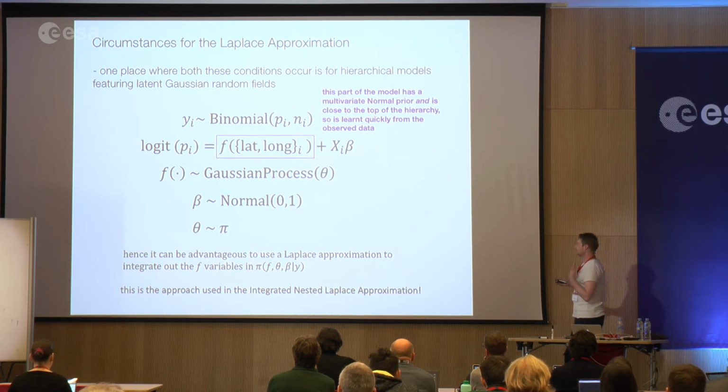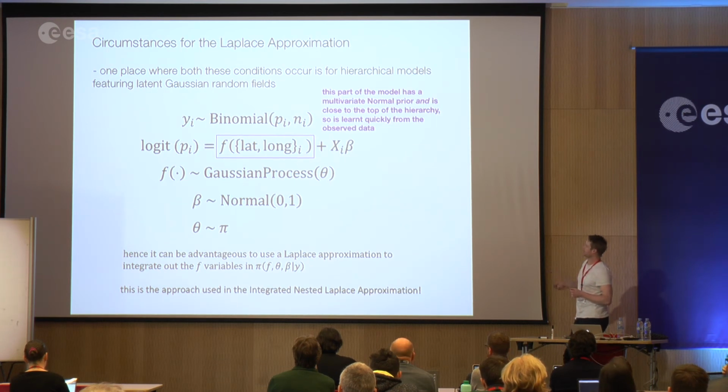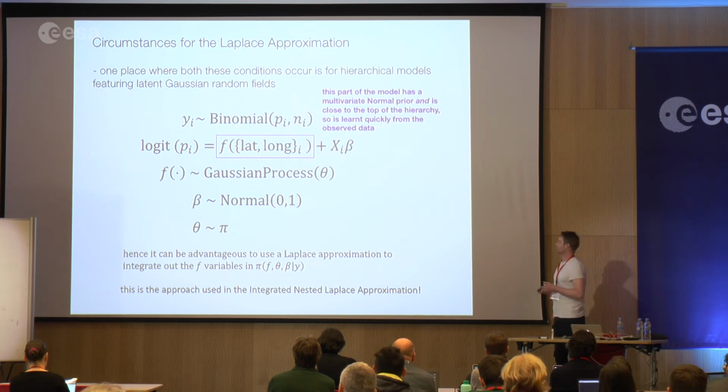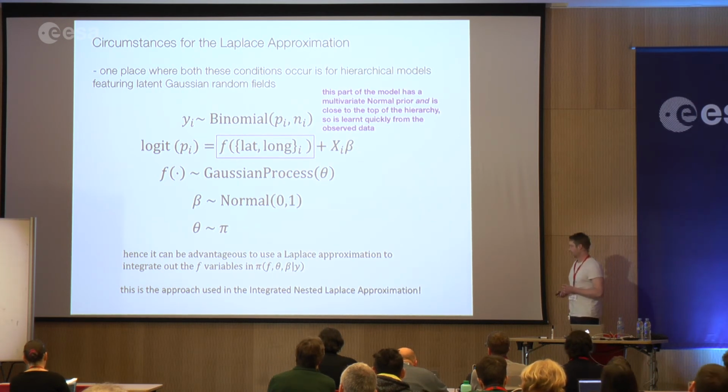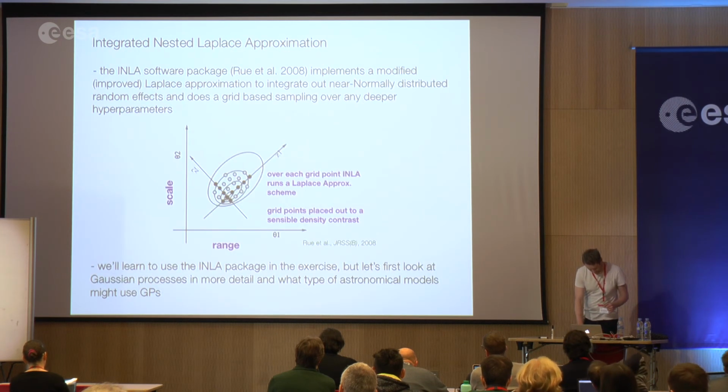So effectively, all that to say, there is a large class of models, these ones with latent Gaussian processes lying close to the top of the likelihood function, which do have a reasonable chance of being well approximated by a Laplace approximation. So this is more or less the intuition behind this integrated nested Laplace approximation software.